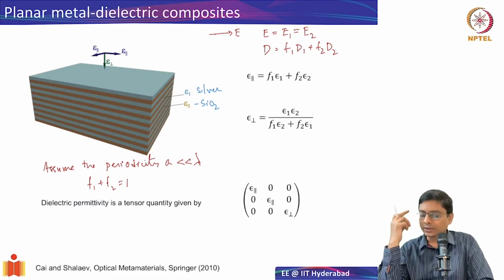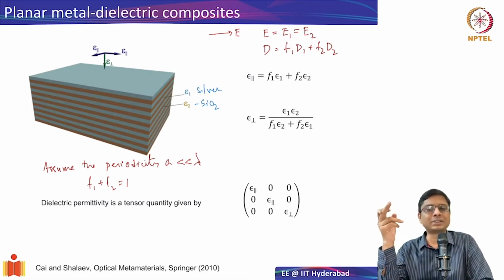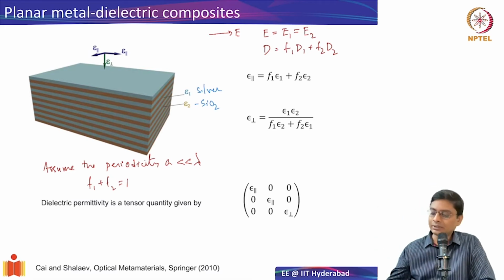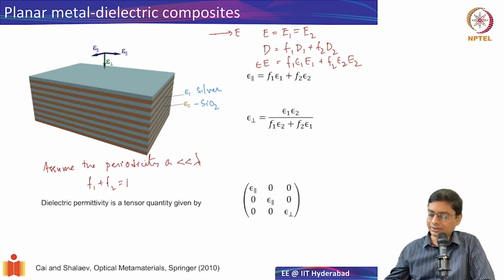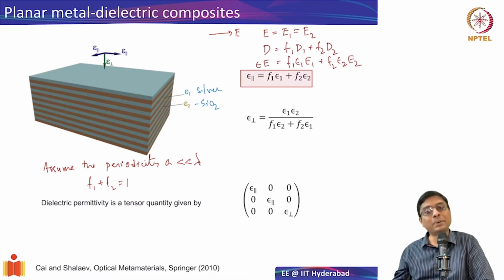Now when I do this, immediately I know the expression for D: D is epsilon times E. So I can use that expression and say that my epsilon E is going to be equal to F1 epsilon 1 E1 plus F2 epsilon 2 E2. From that you see that the parallel component of the permittivity is simply going to be an average. That will be given by this expression here. The parallel component of permittivity is this. Now what about the perpendicular component of the permittivity?